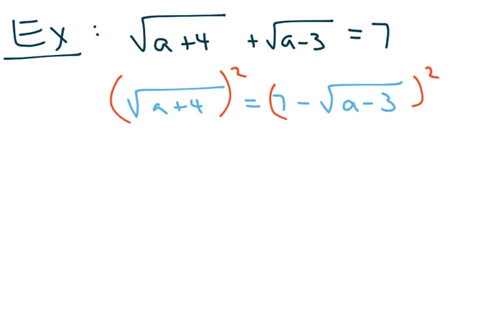I'm going to subtract the 46, so I'm going to get negative 42. I'm going to subtract the a's, and they're going to cancel. Now I'm going to divide by negative 14, because I'm still trying to isolate the radical. So I get 3 is equal to the square root of a minus 3. Now I'm ready to square them again. 9 is equal to a minus 3, so a is 12.